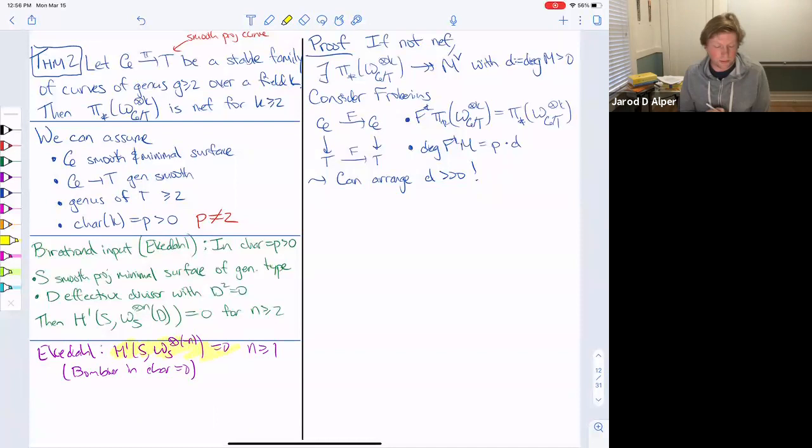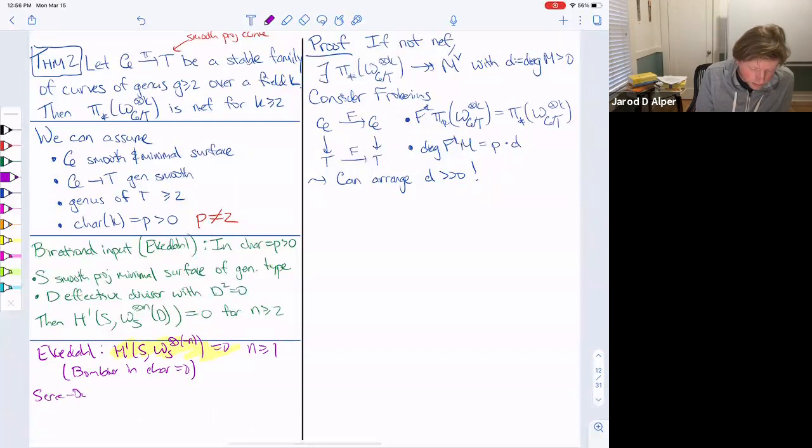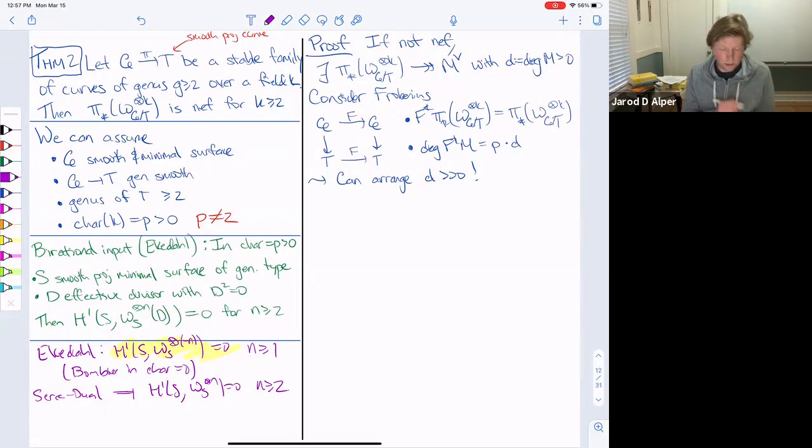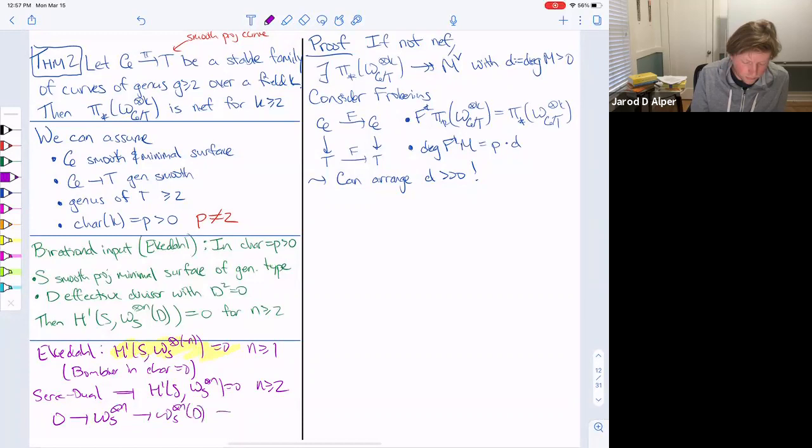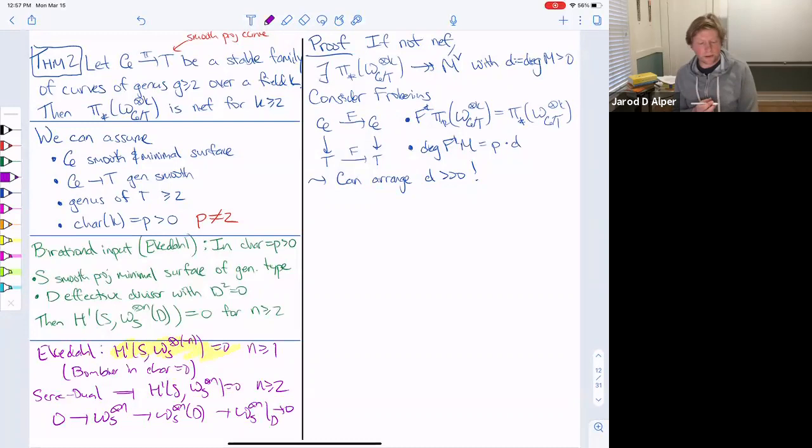Namely, if you just look at the Serre dual, you're almost at the Serre dual of this version, because S is a surface, you get that H^1 of S of omega_S tensor N is zero when n is greater than or equal to 2. So we're almost at the statement that we need in green. The only difference is we need the divisor, and then you just play around with this exact sequence, and use the fact that the self-intersection is zero, together with adjunction, to get vanishing.